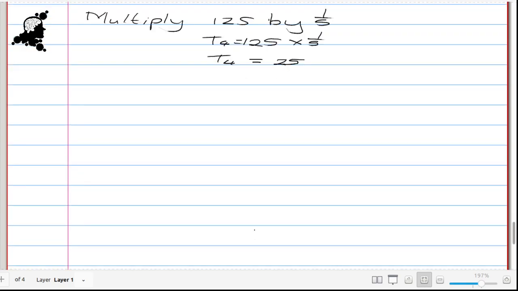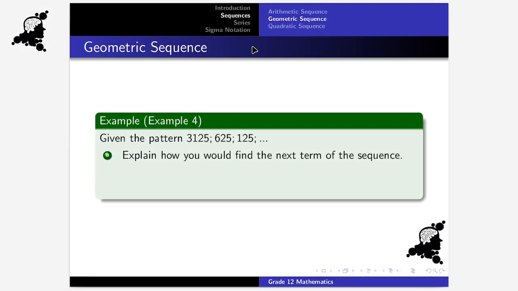All right, let's have a look at the next question. The next question says determine the general term. Okay, fair enough. We already determined that this is a geometric sequence, so Tn is equal to a r to the power n minus 1.